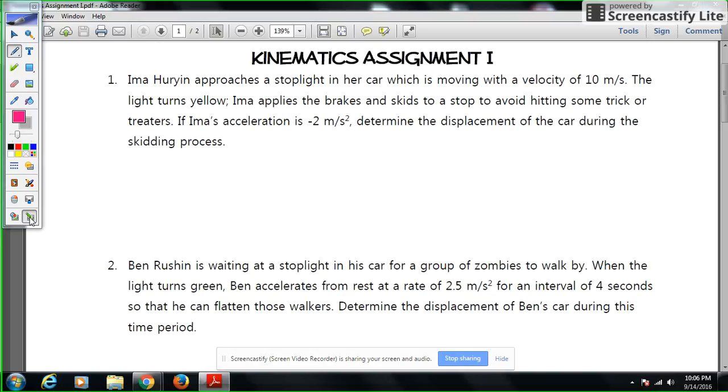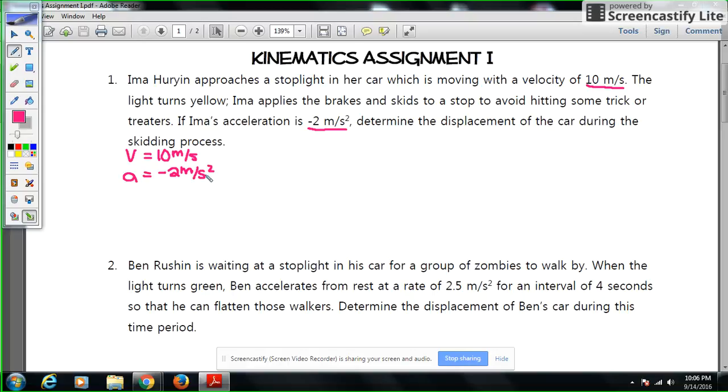Okay, so my next step here is to say, well, what am I given? So I'm going to go through the problem and actually underline all of the numbers that I see. So Ima Hurrian approaches a stoplight in her car, which is moving with a velocity of, all right, I've got 10 meters per second. So I'm going to go ahead and underline that. The light turns yellow, Ima applies the brakes and skids to a stop. If Ima's acceleration is negative 2 meters per second squared, underline that, determine the displacement. So I have a velocity of 10 meters per second. And I know that the acceleration is negative 2 meters per second squared.